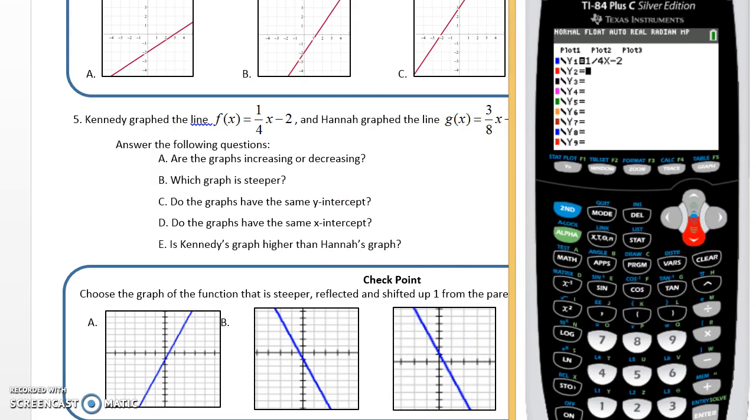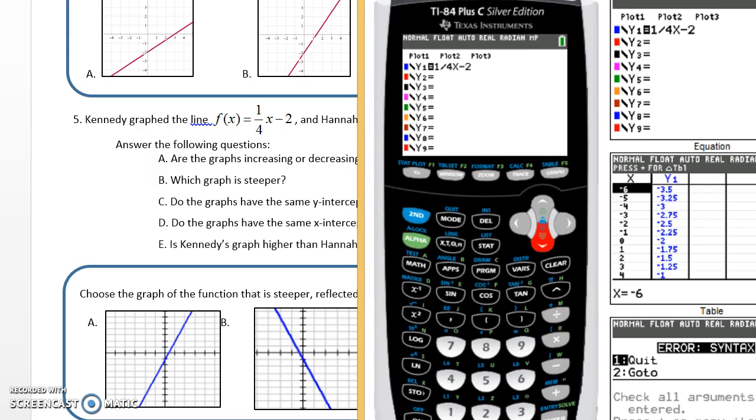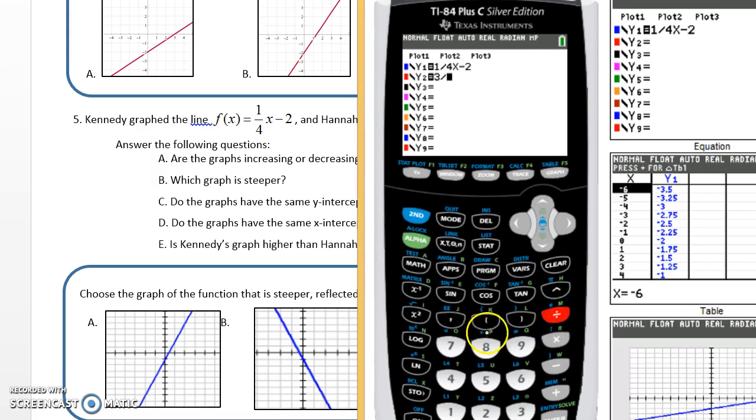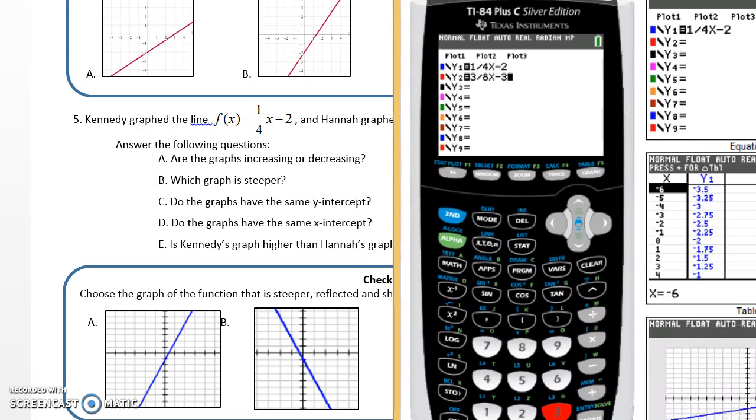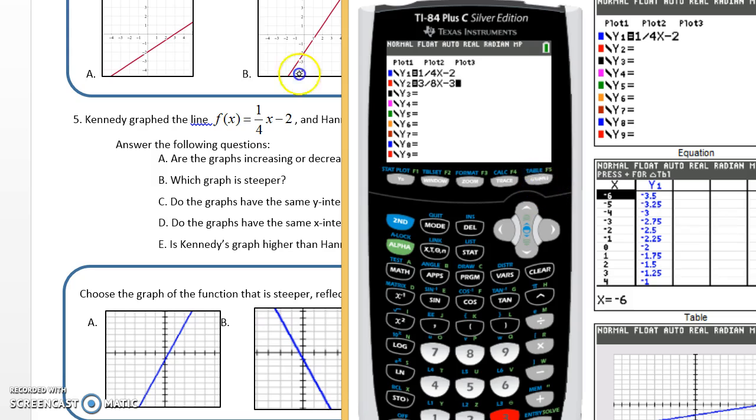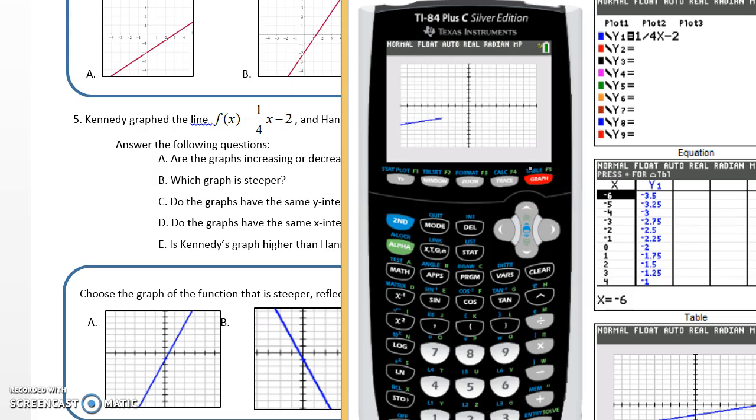And then it says Hannah's graph is 3/8 x, so 3 divided by 8, x minus 3. And so let's go ahead and graph those two lines. The second graph will be red. Here comes the first one in blue. That's the F graph. And here comes the second one, and that is the red graph.